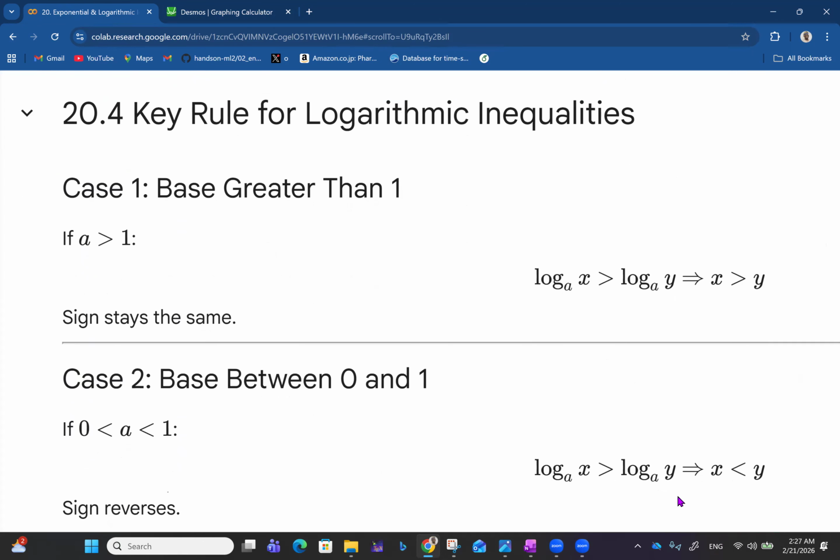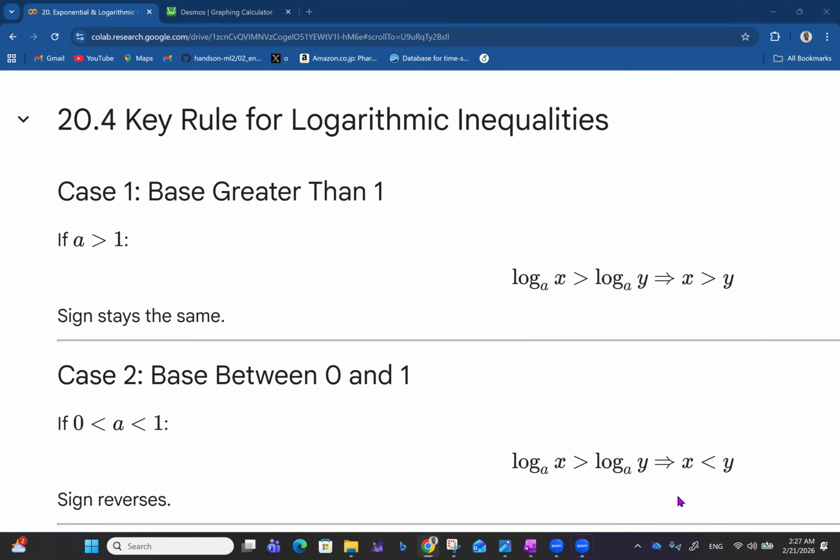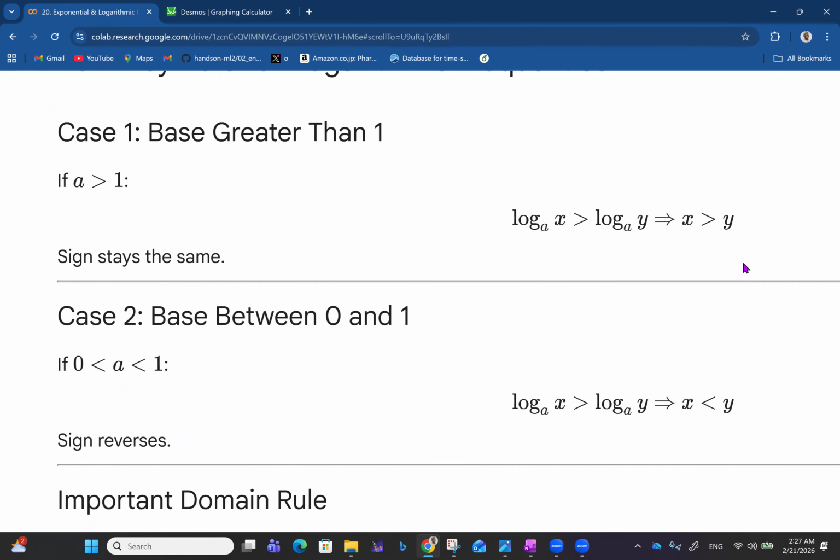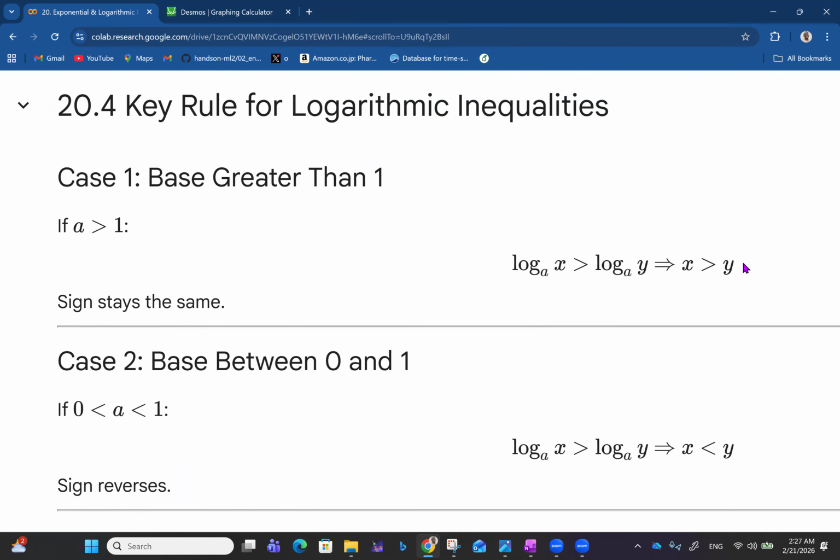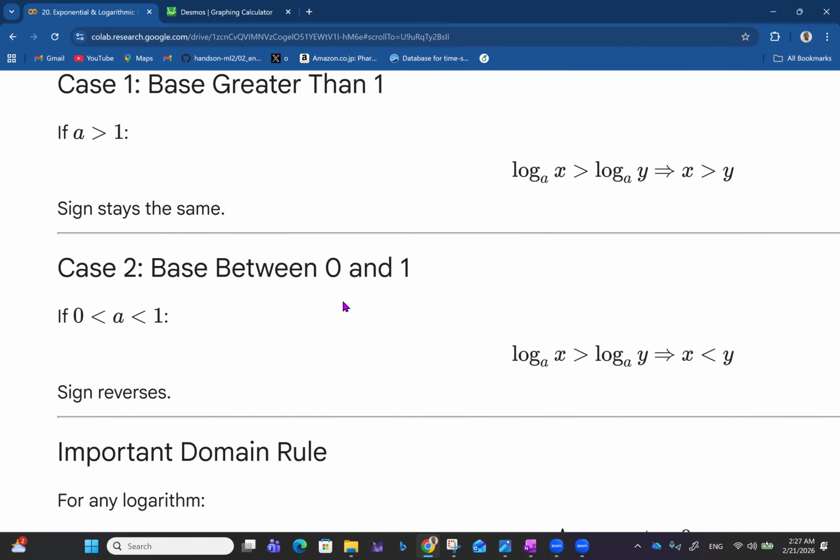Then we have some key rules for logarithmic inequalities. So we've had the rules for exponential inequalities. For logarithmic inequalities, we also consider the two bases. For base greater than 1, if a is greater than 1, we have log x to base a greater than log y to base a when x is greater than y, right? The sign stays the same. Same thing if the base is between 0 and 1, like a is between 0 and 1. So log x to base a greater than log y to base a will imply that x is less than y. So it's just the same as the one for exponential form. In that case, the sign will reverse.